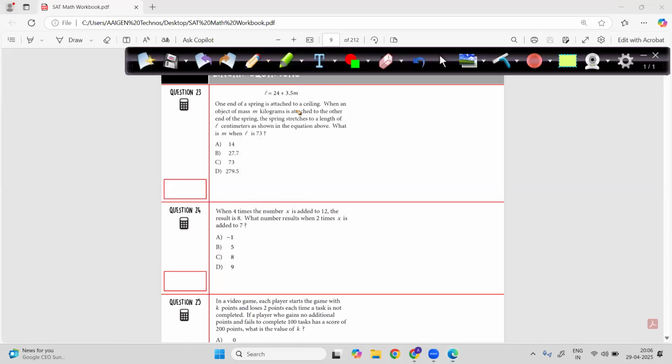Who are finding it too difficult, just read it. When you see L, it's like your Y, M is like your X, 3.5X plus 24. The moment you see this equation itself, do you know what is the most important thing required to be successful in anything in this life? You should know what you are doing. Mainly in studies, you should know what topic it is from, what concept.